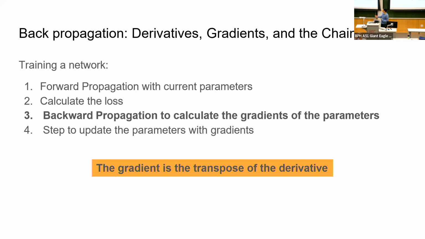This is a quote from the lecture: the gradient is the transpose of the derivative. So we do want the gradient while doing the backprop, but essentially it's a transpose of the derivative, which we'll be calculating. And these are the steps for training a network.